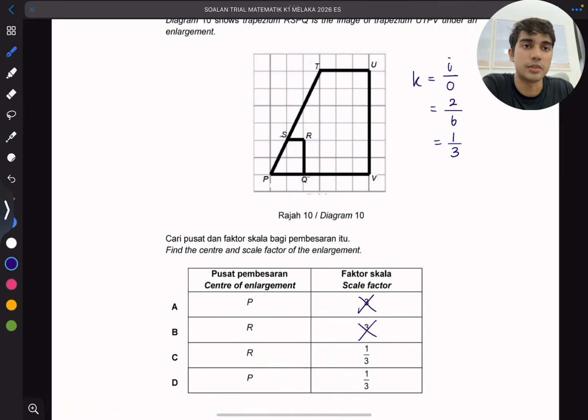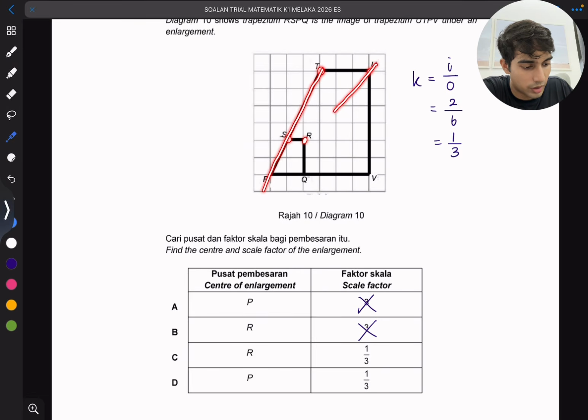Center of enlargement is very easy. Okay, you take 2 points that are the same. So this point is this point. So we connect these 2 lines. This point is this point. We draw a line. This point is this point. They all will converge at one point, which is the center. So the center is basically P.